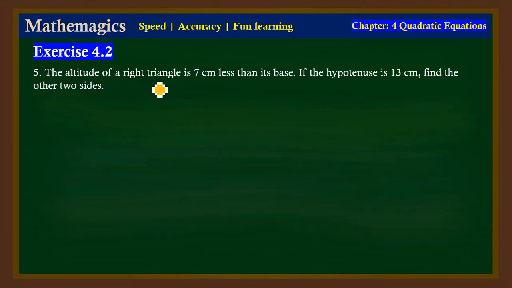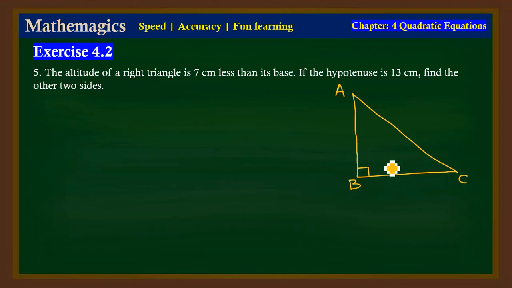The altitude of a right triangle is 7 centimeter lesser than its base. And if the hypotenuse is 13, find the other two sides. So dear friends, here we have to draw one right angle triangle. Here this is capital A, capital B, capital C. These are the names. The altitude of a right angle triangle is 7 centimeter less than its base. So here I am taking the base as x.